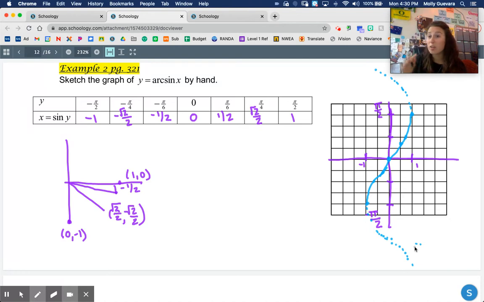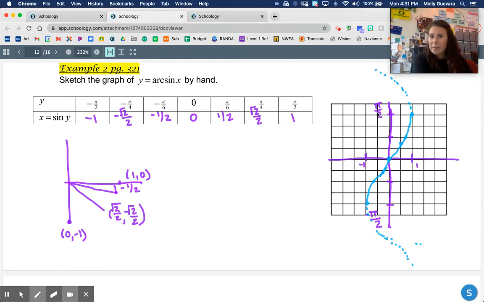And remember the inverse, you just flip the x and y coordinates. So that's all we did, right? So instead of at pi over 2, 1, it's at 1, pi over 2. Instead of at pi, 0, it's at 0, pi. So you just flip those coordinates. It's the inverse of the graph. You just flip the x and y values.